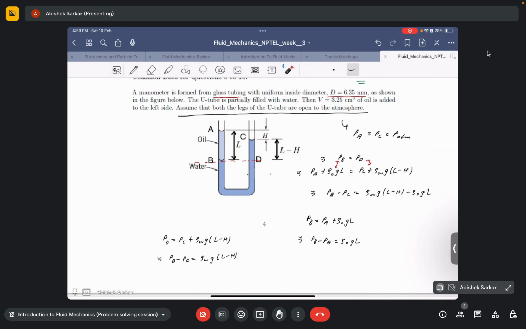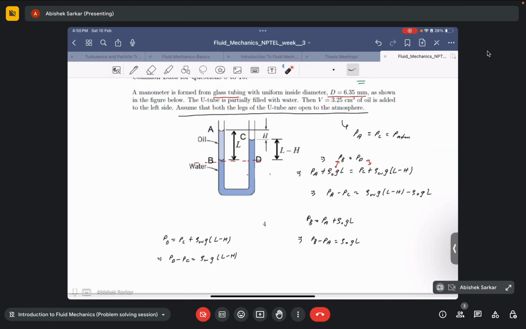Sir, P minus P is different. So the approach was right, but you were overlooking a very fundamental concept. Obviously there are approximations, but let us see.